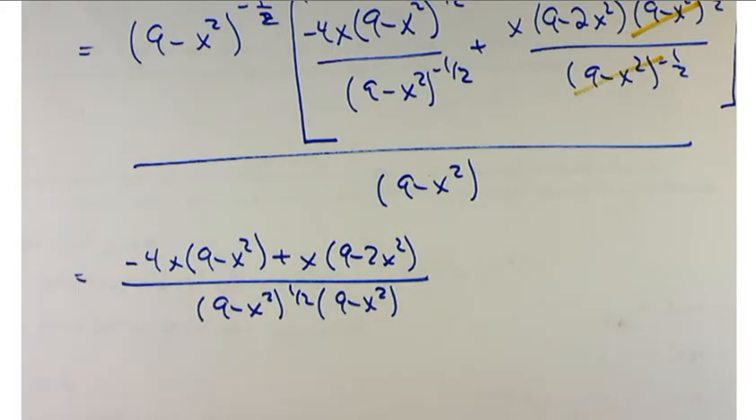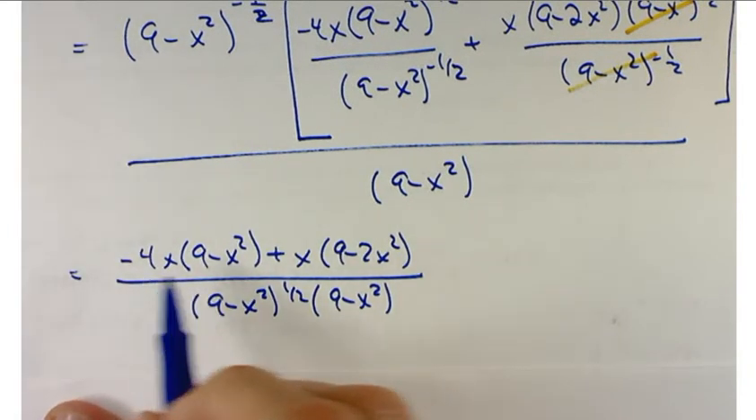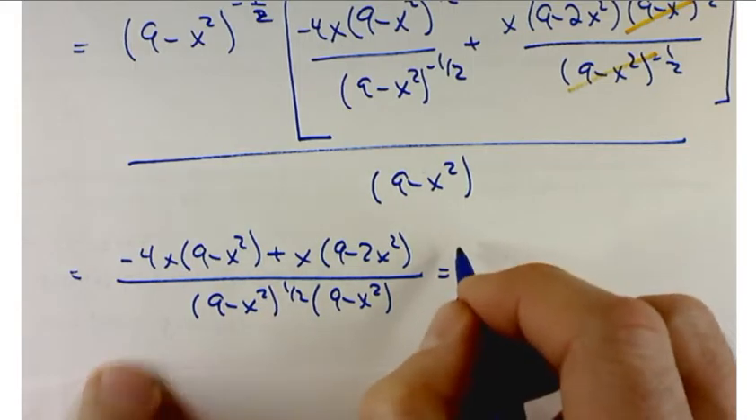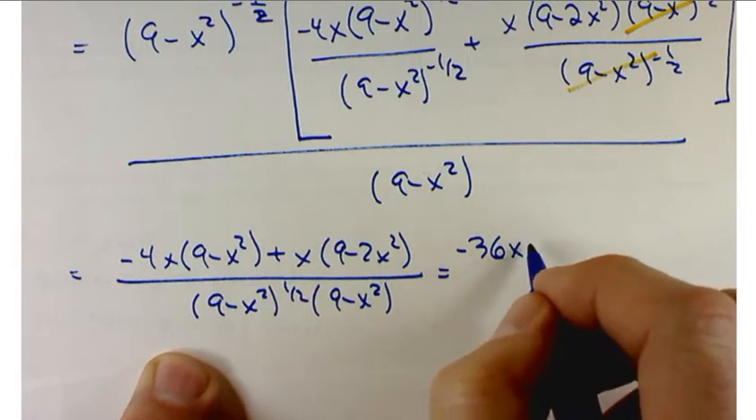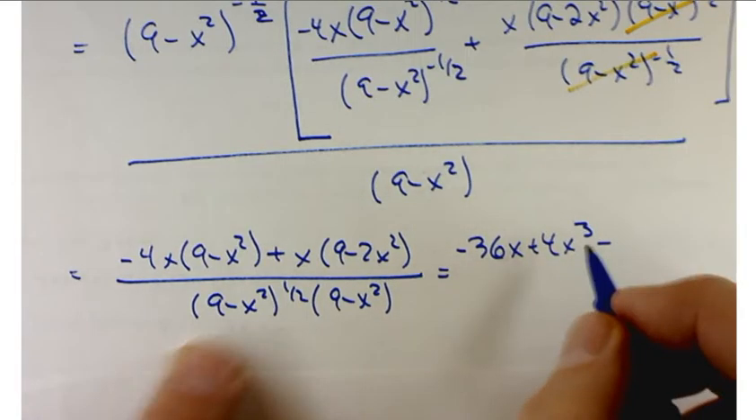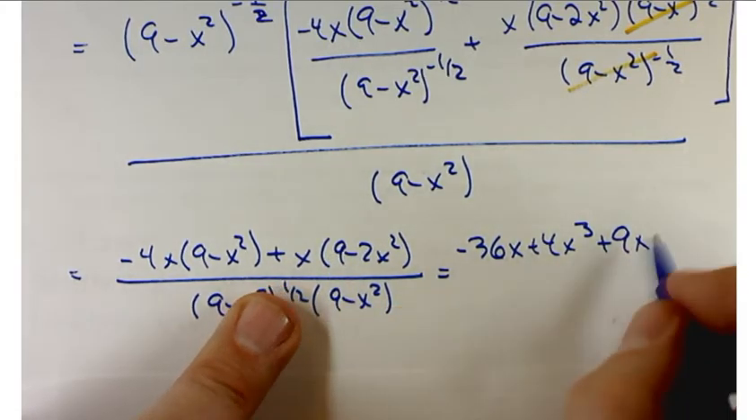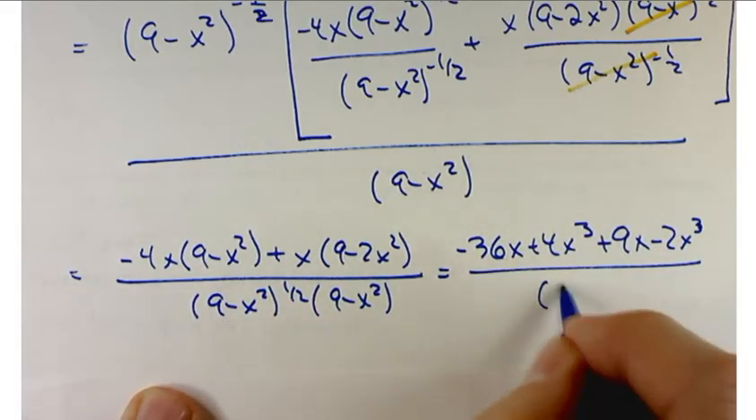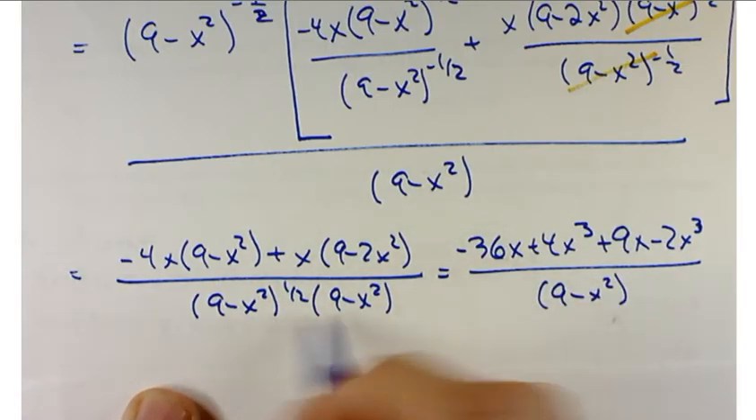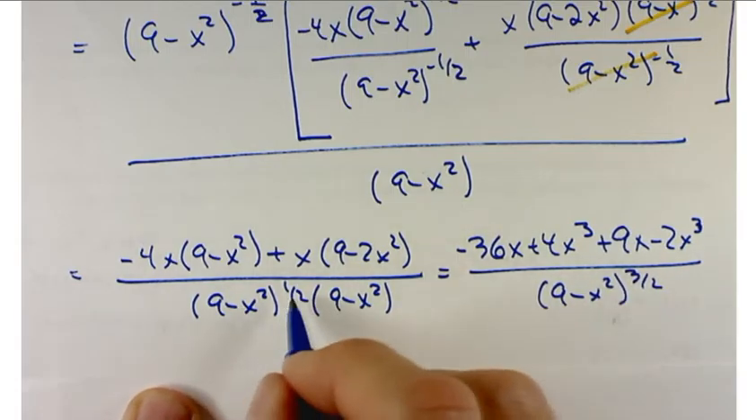Almost done. Got a little bit of cleaning up to do in the numerator. If we distribute this negative 4x, I get negative 36x plus 4x cubed, plus 9x minus 2x cubed, all over 9 minus x squared. Let me rewrite that. 9 minus x squared to what power? 3/2. You can add their exponents. 1 plus 1/2, 3/2.